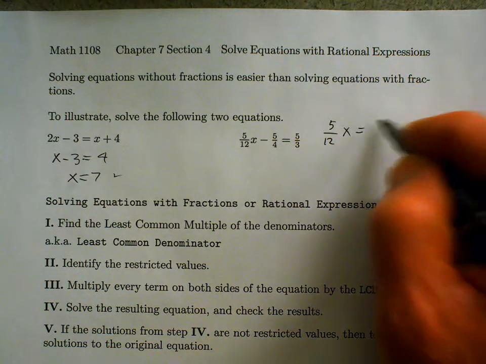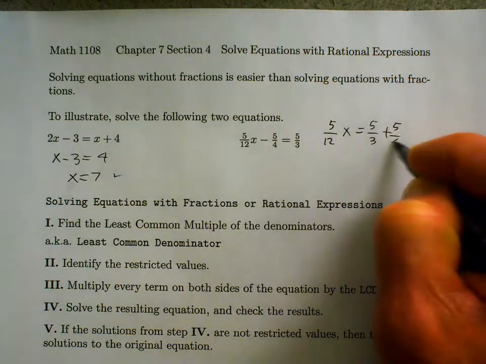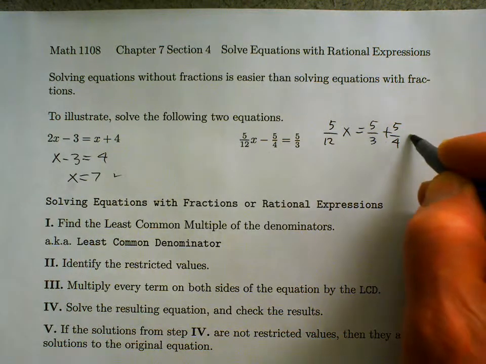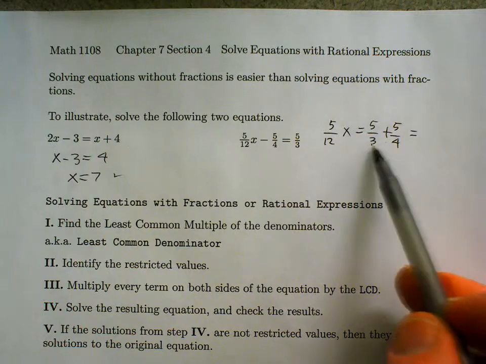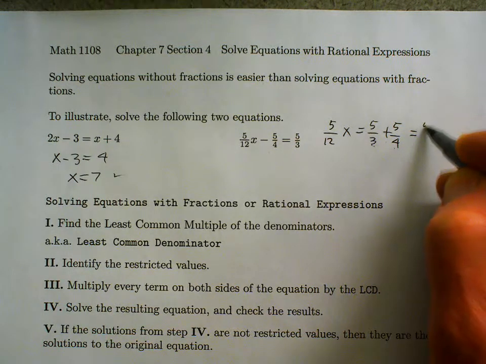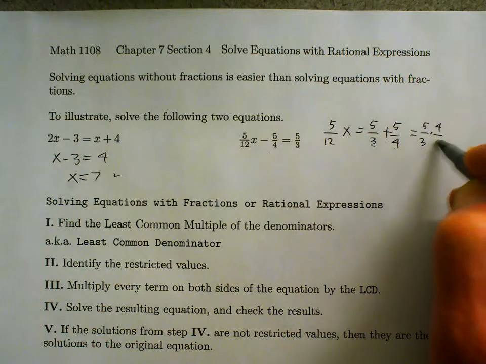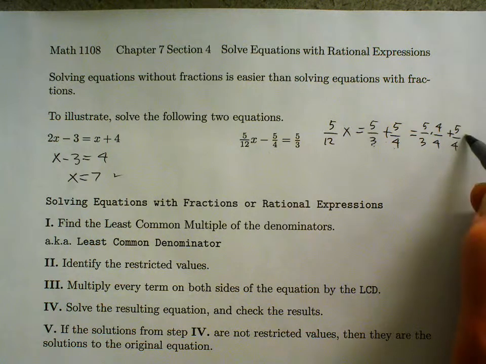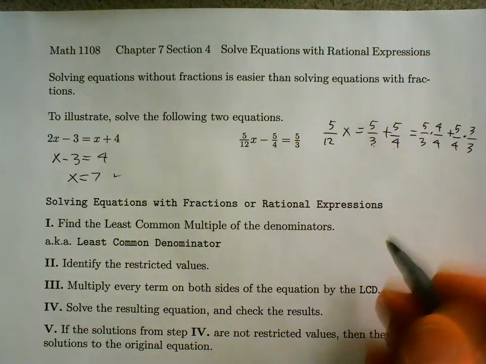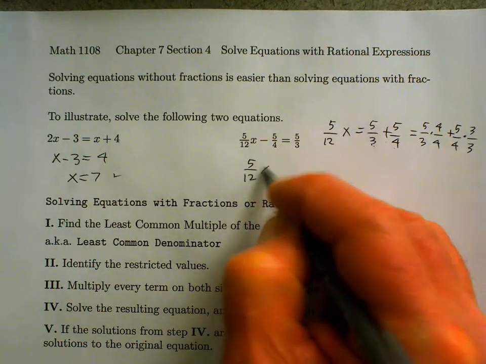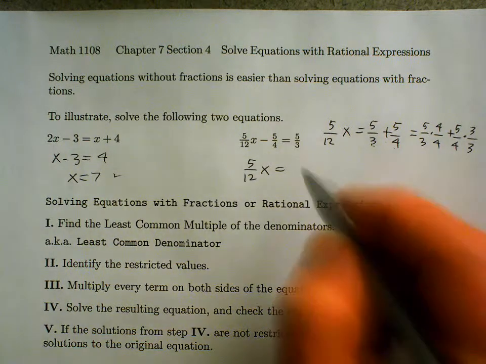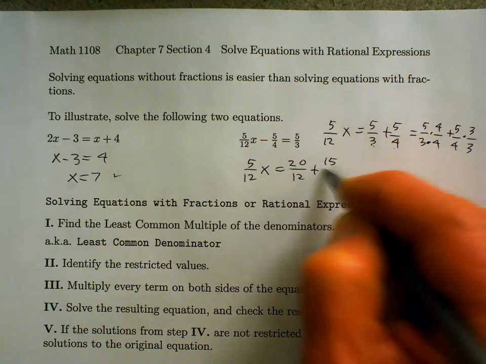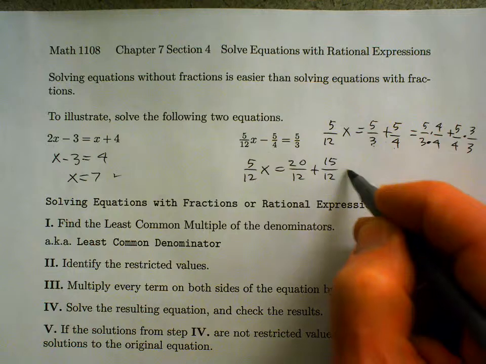So we get 5/12 x equals 5/3 plus 5/4. But before we can add these two fractions, we have to have a common denominator. So the least common denominator is 12. So if we multiply 5/3 by 1 in the form 4/4, and then the other fraction plus 5/4, multiply that by 1 in the form 3/3, then we get 5/12 x equals 20/12 plus 15/12 equals 35/12.